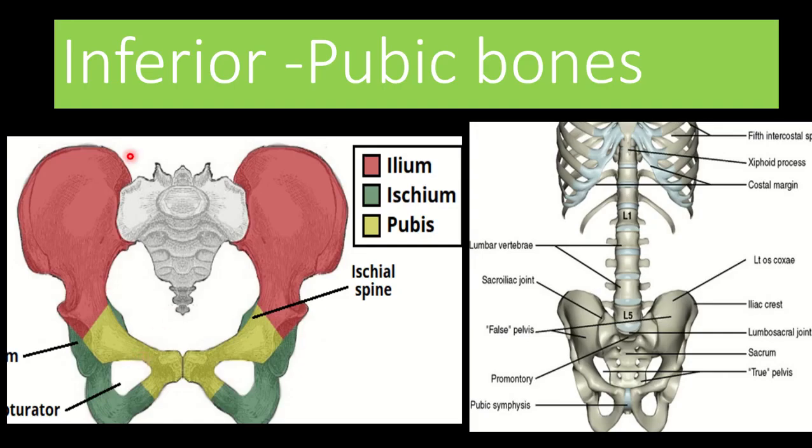Next, inferior part. Inferior part is formed by pubic bone. We can see here the xiphoid process and costal margin. Below the xiphoid process and costal margin, the abdomen starts, and it occupies a large area, and it is bounded inferiorly by these bones. We can see this part of the bones, it is formed by pubis. So inferior part is formed by pubic bone. We can see it in the picture from here.